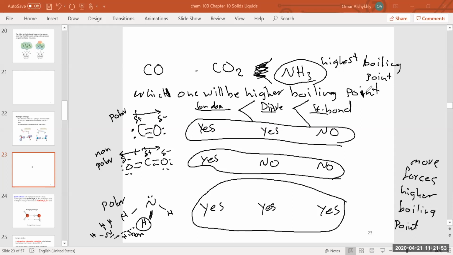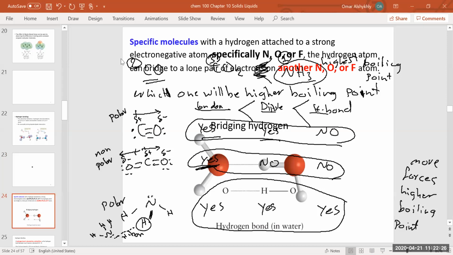Now, this is the first, this is the second, this is the third. Second is CO because it has London dispersion forces and dipole, while CO2 has only London dispersion forces. So that's what you are going to do to decide which one has the higher or lower boiling point when you compare molecules. Now let's look at another example.